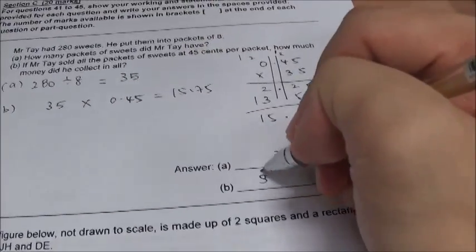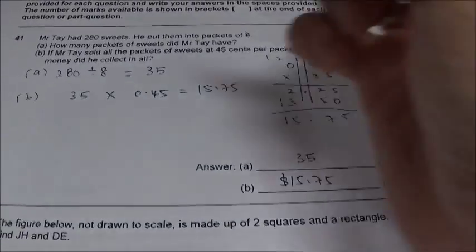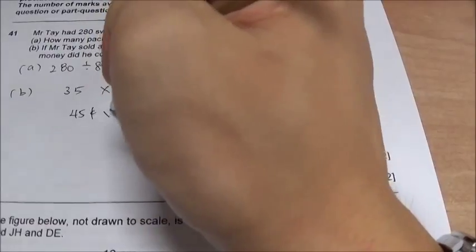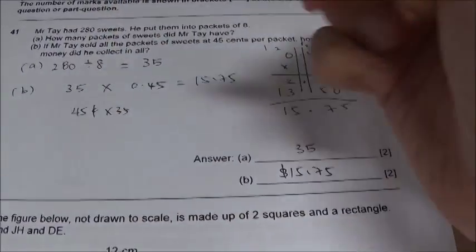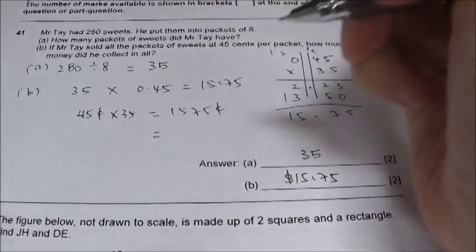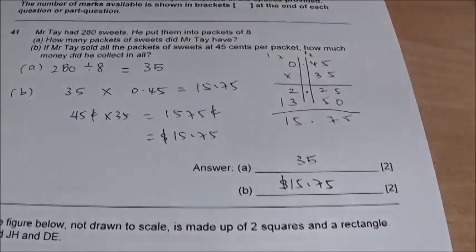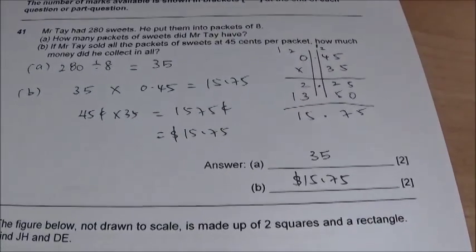15.75. Please remember your dollar sign when you do $15.75. Or you can simply take 45 cents times 35. Okay, that means you get all whole numbers. You get 1,575 cents, and then you change it to $15.75. Both methods are acceptable.